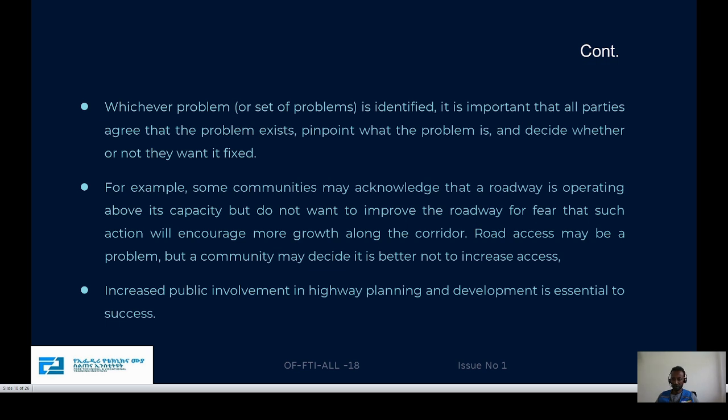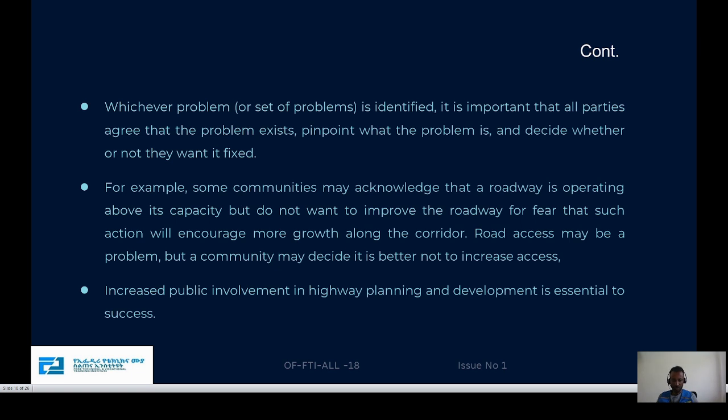Whichever the problem is, it is very important that the problem is identified. It is important that all parties and communities agree that the problem exists and pinpoint what the problem is, and decide whether or not they want it fixed. Different problems: one person may see a capacity issue, another a safety issue. So decide on only the one point.